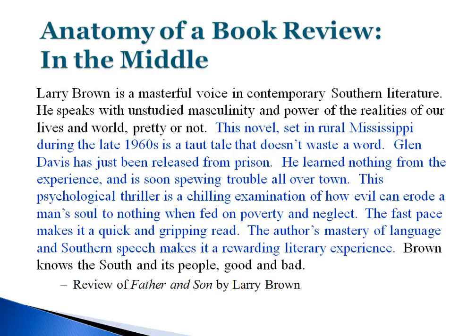Let's look at another example in which several different elements of appeal are used. This is a review of Father and Son by Larry Brown. The middle reads, "This novel, set in rural Mississippi during the late 1960s, is a taut tale that doesn't waste a word. Glenn Davis has just been released from prison. He learned nothing from the experience and is soon spewing trouble all over town. This psychological thriller is a chilling examination of how evil can erode a man's soul to nothing when fed on poverty and neglect. The fast pace makes it a quick and gripping read. The author's mastery of language and Southern speech make it a rewarding literary experience."